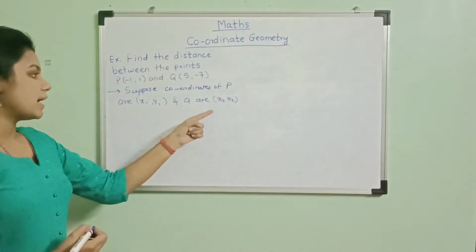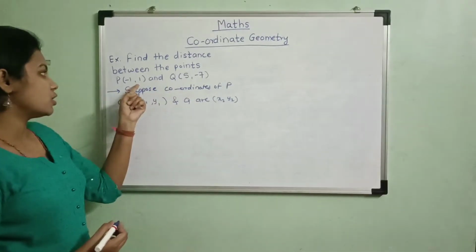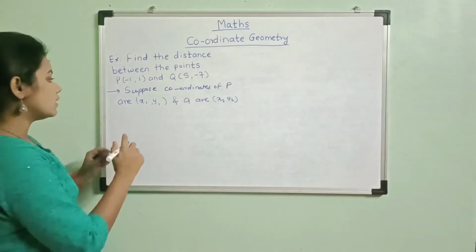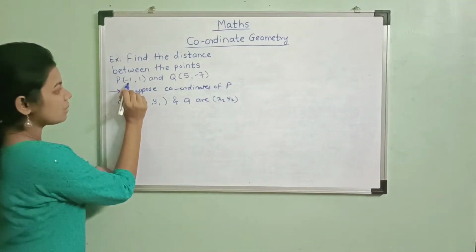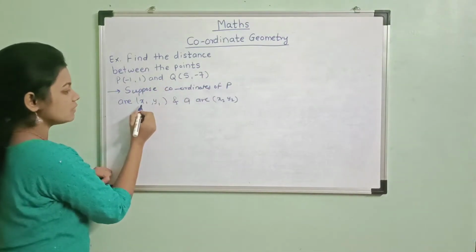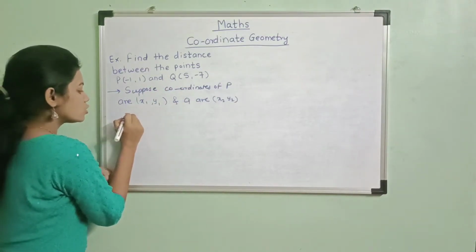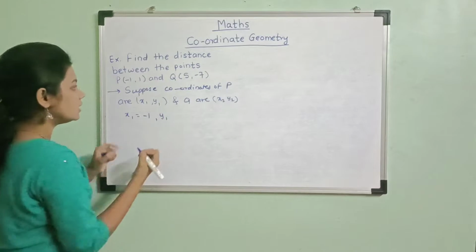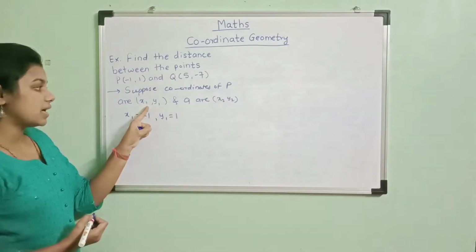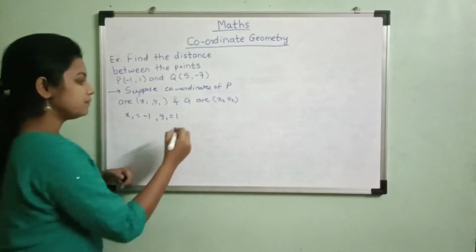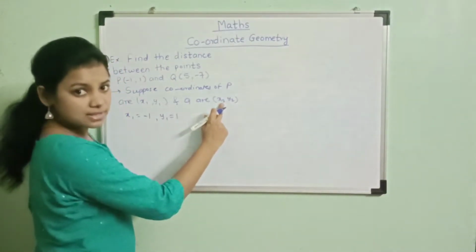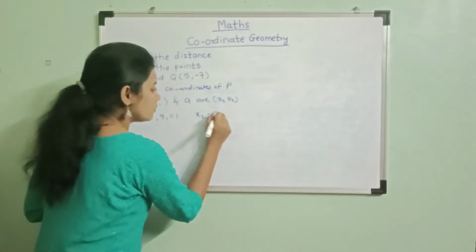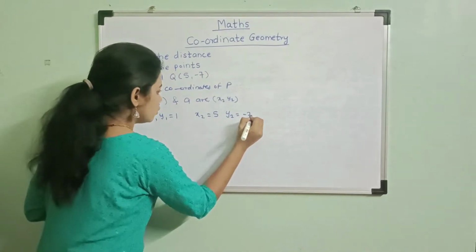Now we will compare this x1 y1 and x2 y2 with the original coordinates, and we will find out the exact values of x1 y1 and x2 y2. So what you will get is simply the coordinates of P are minus 1 and 1 and Q are 5 and minus 7. So the value of x1 is minus 1, y1 is 1 because we are comparing with the coordinates of P, and now comparing x2 y2, we get x2 equal to 5 and y2 equal to minus 7.